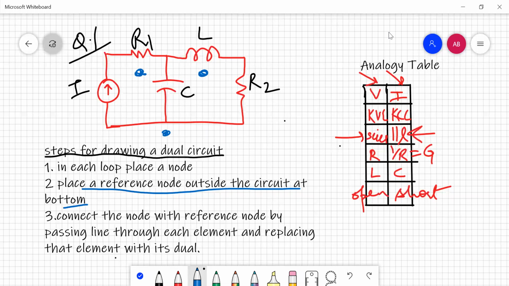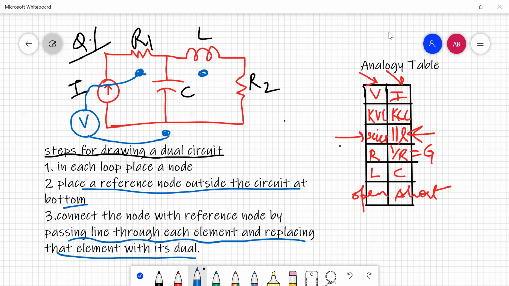The last step is very important. You have to connect each node with the reference node by passing a line through each element and replacing that element with its dual. I have to pass it first through the current source, replace it with its dual, that is the voltage source, and attach it to the reference node. Similarly, start from here, pass through R1, and the dual of R is G, so you replace it with G1 and again join to the reference node.